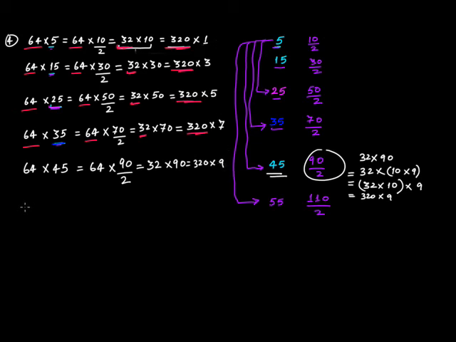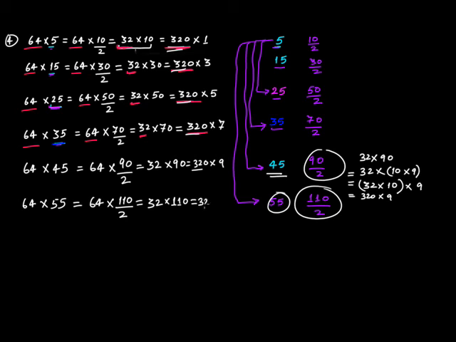So next one would be 64 multiplied by 55. Therefore it would be 64 multiplied by 110 by 2. This would be 32, because we would divide 64 by 2 to get 32, and then 110. And what would be the pattern? So 320 is common in every one, and then multiplied by another number. Another way to look at this: it was 1, then we got 3, then 5, then 7, then 9. So again it's odd numbers, you are multiplying by the next odd number. So here it would be multiplied by 11.